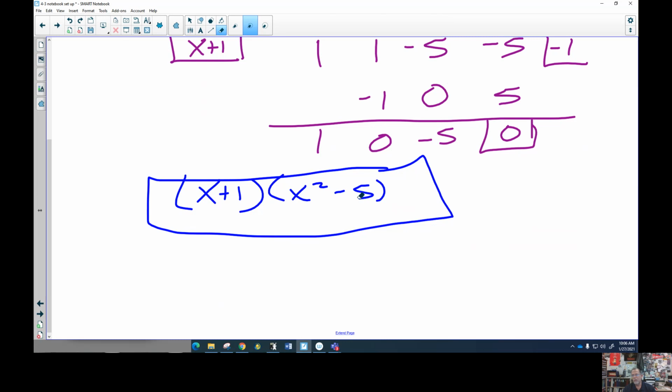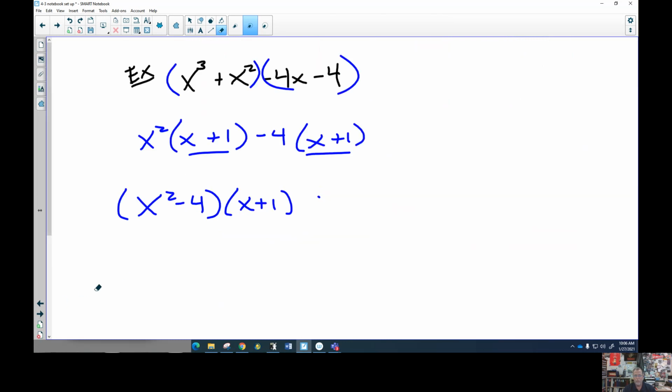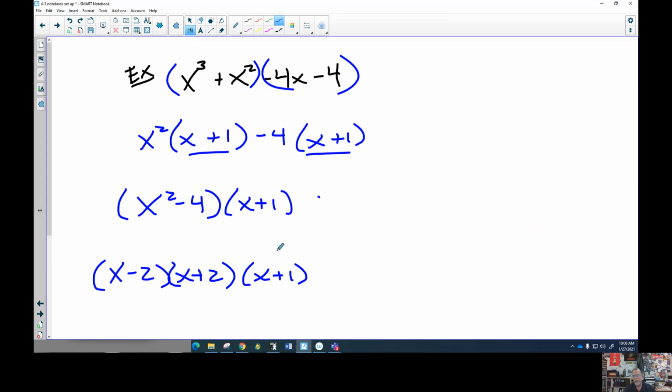But I don't expect you to go to roots on this. But for something like this one, I do want you to be able to show me you understand that x squared minus 4 can be factored itself as x minus 2 and x plus 2 times x plus 1. If we get nice, clean binomial factors, I want to see those. All right. So these would be our 3 binomial factors.